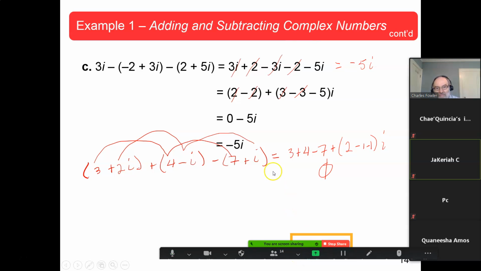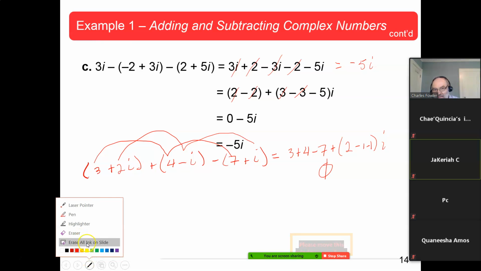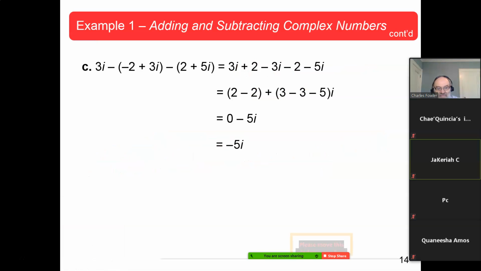Okay, I'm on the wrong thing. Okay, I should go over here, and I'll go and erase all this, and let's see how they did that one.